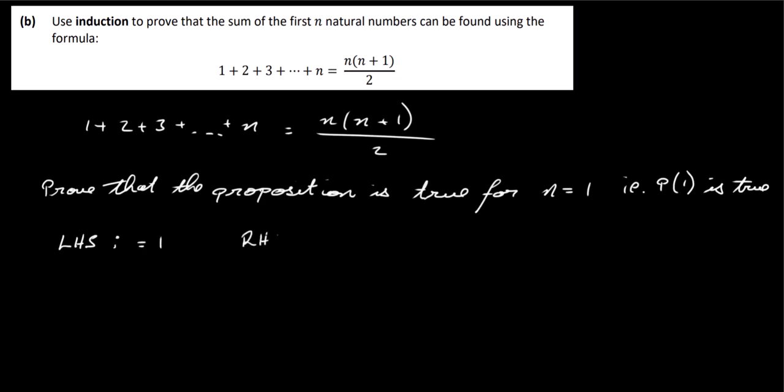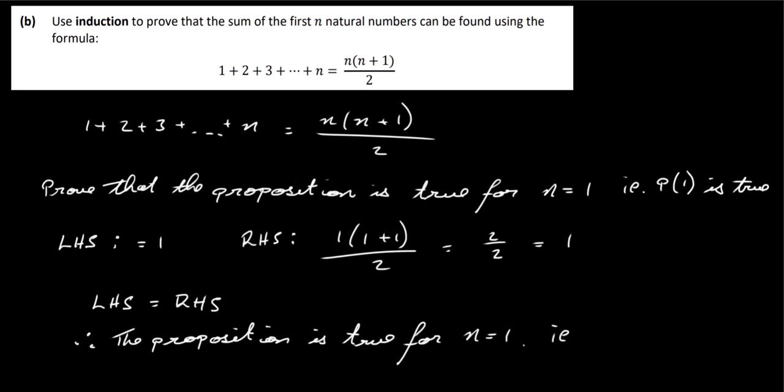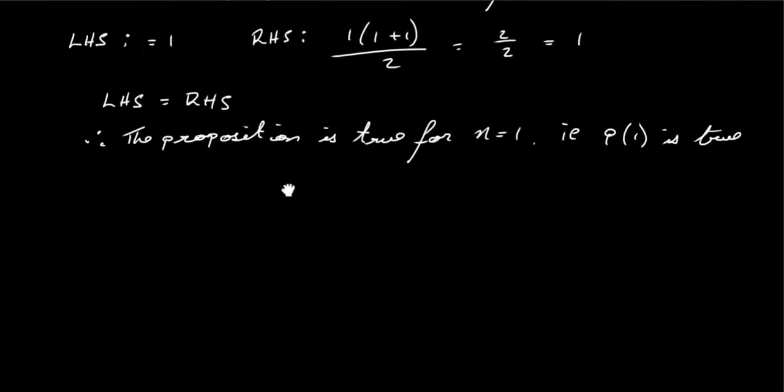If we look at the right-hand side, we have 1 times 1 plus 1 over 2. That's 1 times 2, which is 2 over 2, which is equal to 1. So the left-hand side is equal to the right-hand side. Therefore, the proposition is true for n is equal to 1, or P1 is true. Okay, so that's the first part. Let's move on to the next part.